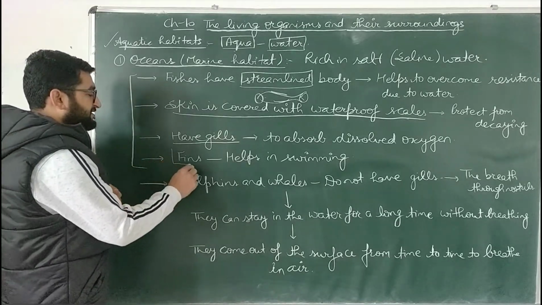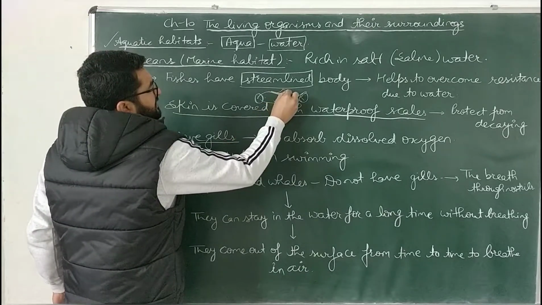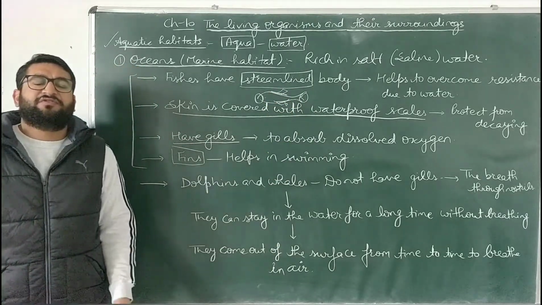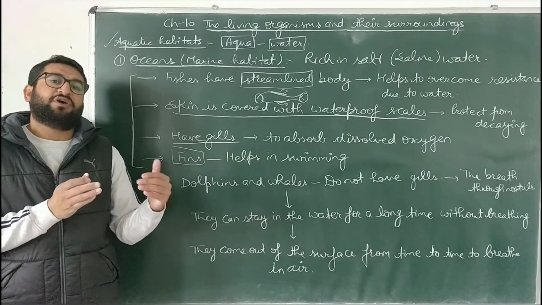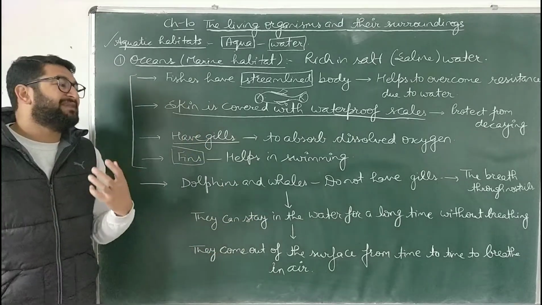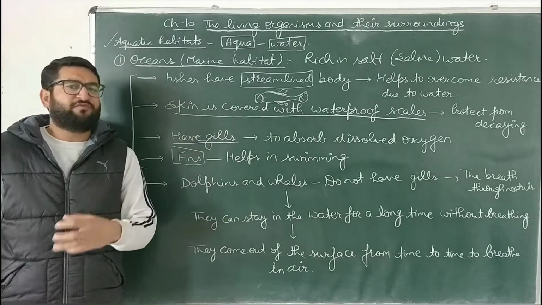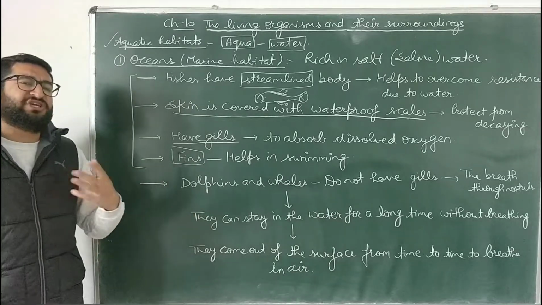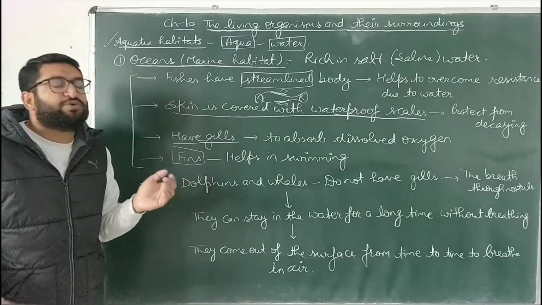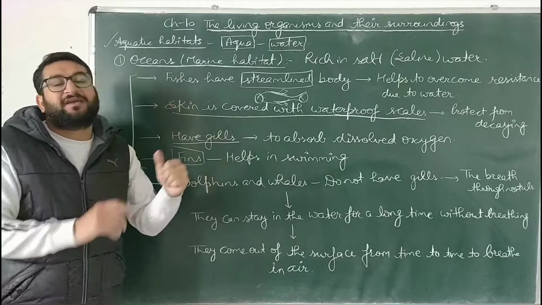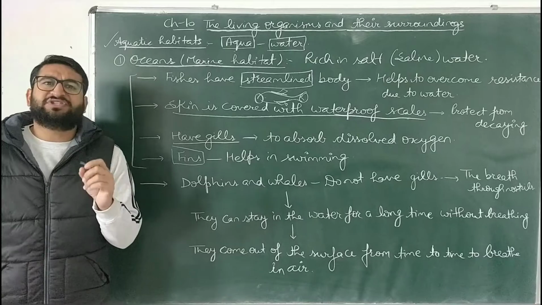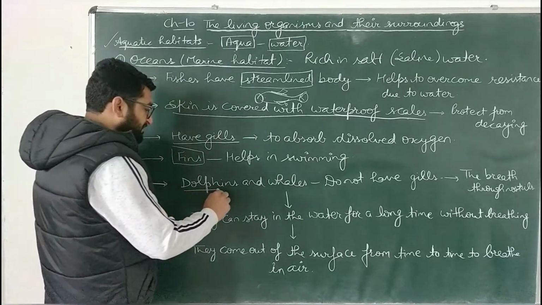Next, they have fins. We'll draw this kind of structure on the fish's side. These are fins. Fins help the fishes or the aquatic organisms to swim. They create a force so that they can swim in the water and go from one place to another to find food, to find shelter, to reproduce, etc. So these are the adaptations present in the fishes so that they can live well in the aquatic habitat or in water. Now, there are some aquatic organisms like dolphins and whales.